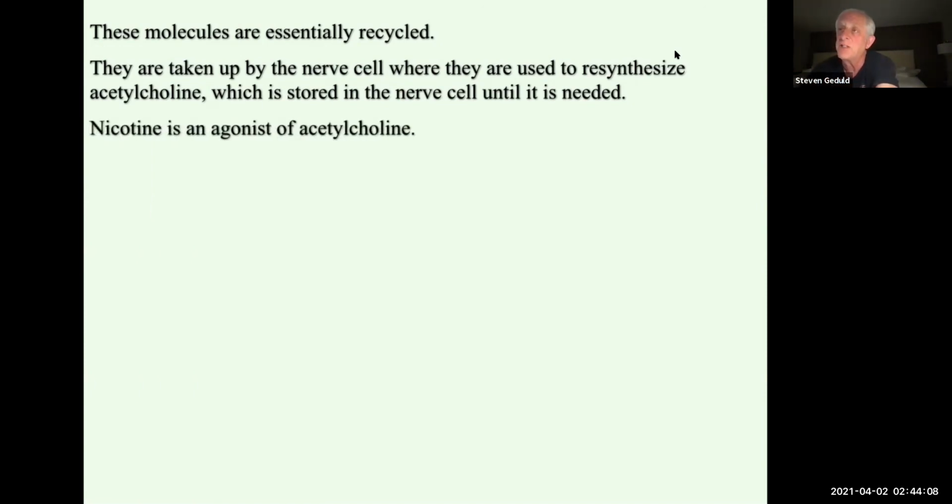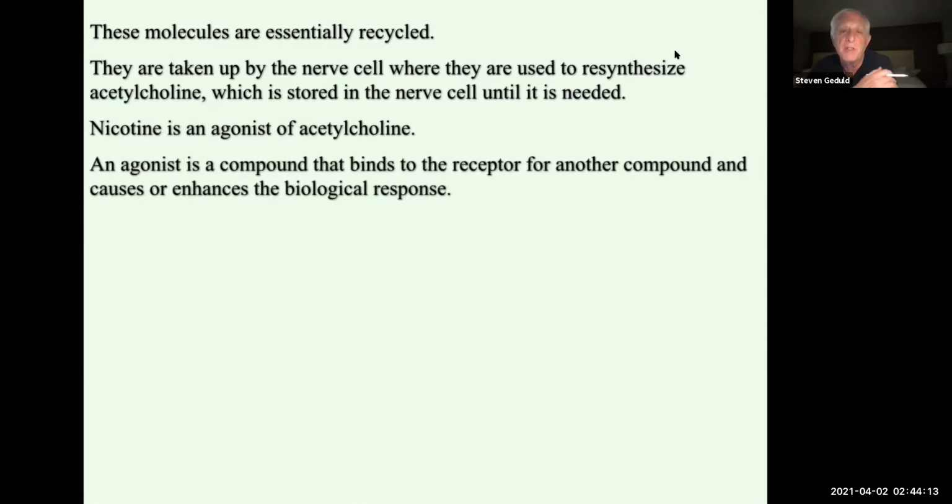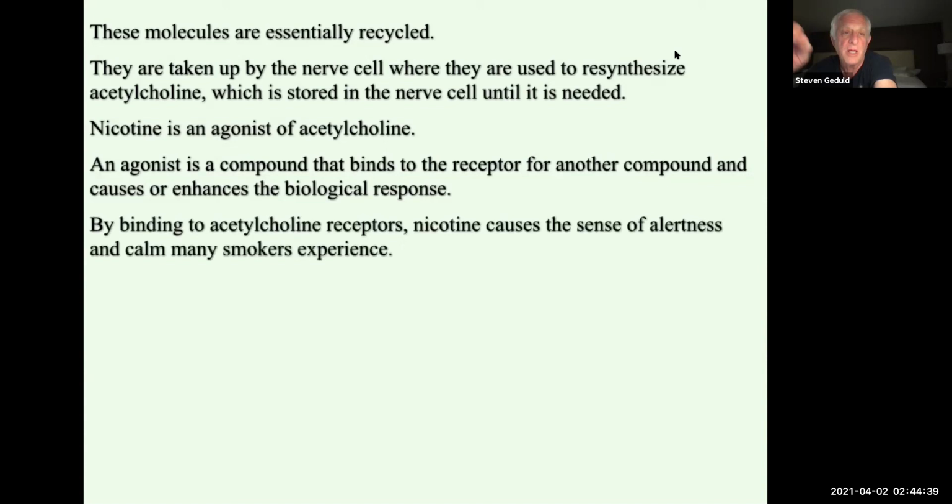Nicotine is an agonist of acetylcholine, so it binds against it. An agonist is a compound that binds to the receptor for another compound and causes or enhances the biological response. So when acetylcholine binds across it, the nicotine enhances the response of the acetylcholine. So it makes the muscle more sensitive, makes joints more active. By binding to acetylcholine, so it's an agonist of acetylcholine.